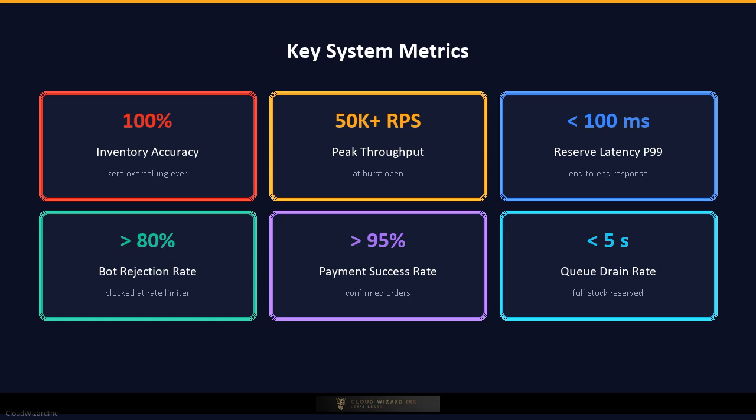Add to cart and reserve latency at the 99th percentile, targeting under 100 milliseconds. Queue depth and drain rate: how many purchase requests are waiting and how fast the order processor clears them. Payment success rate and payment timeout rate, since timeouts must trigger inventory release. Bot rejection rate: the percentage of incoming requests blocked by rate limiting before they consume queue capacity.